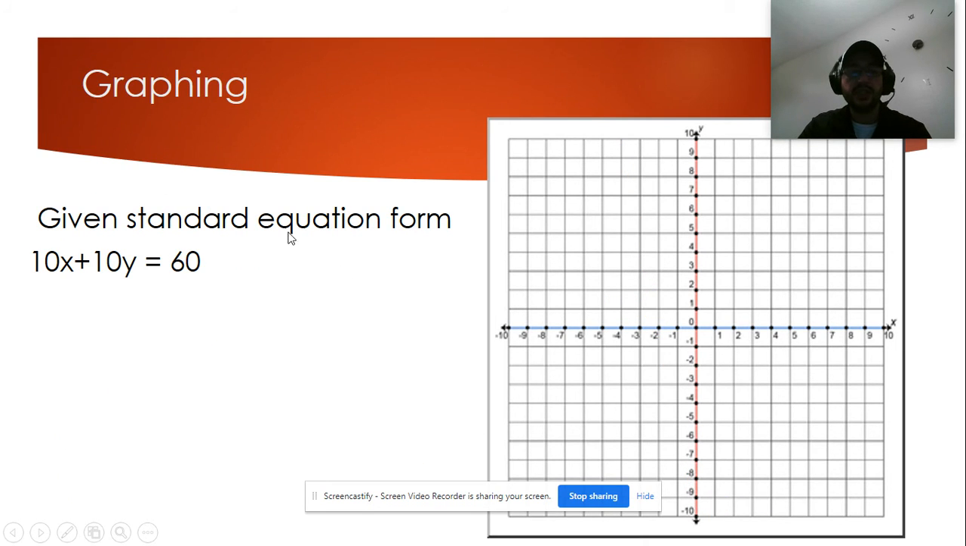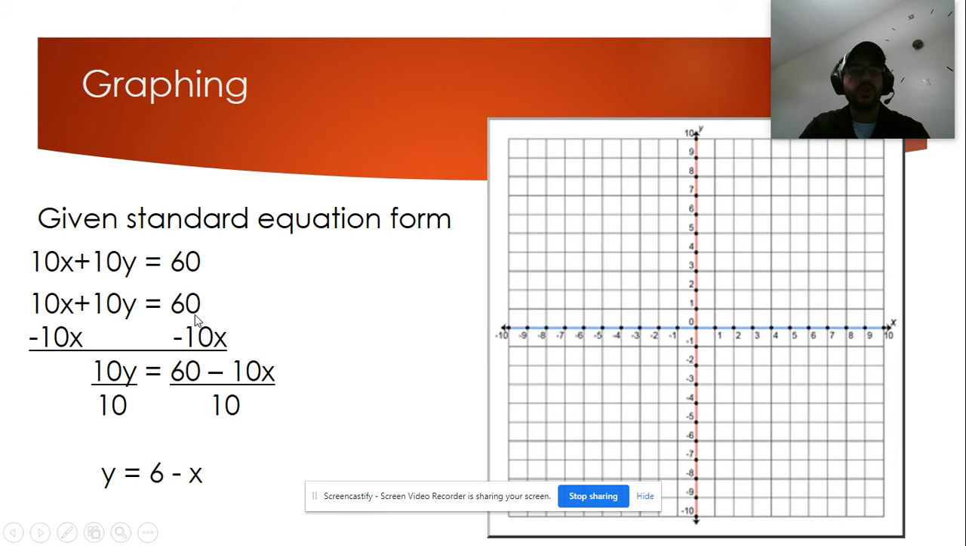Let's say also the standard equation is given, but instead of finding the x-intercept and the y-intercept, I'm gonna solve for y. I'm gonna change this into intercept form. So if I solve for y, I made it in the intercept form, and having it in the intercept form, I know the coefficient of x will be the slope and the b will be the y-intercept.